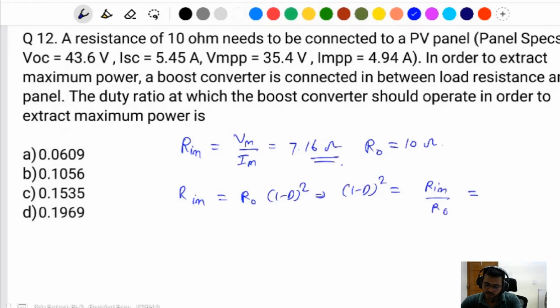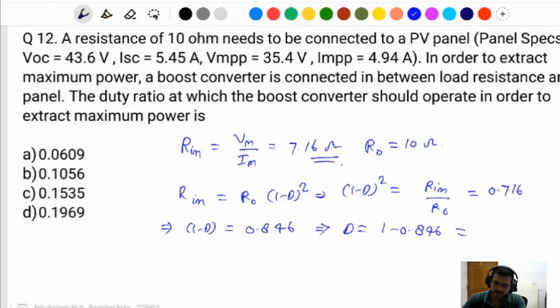R in divided by R naught is equal to 7.16 over 10, which means 0.716. Then 1 minus D is equal to the root of this, and the root of this is 0.846. Then D is equal to 1 minus 0.846, which is equal to 0.154, the duty cycle for this question.